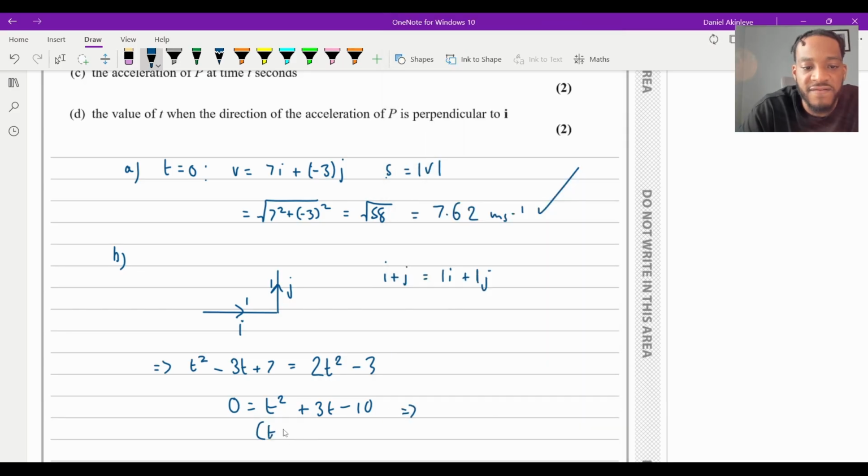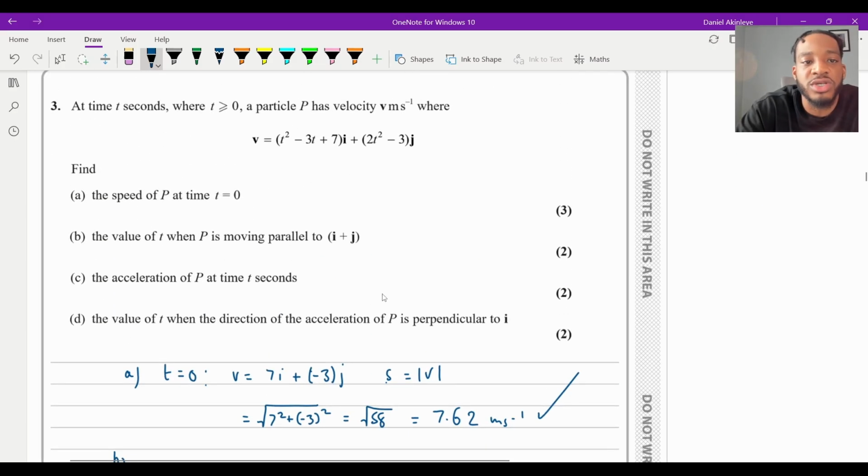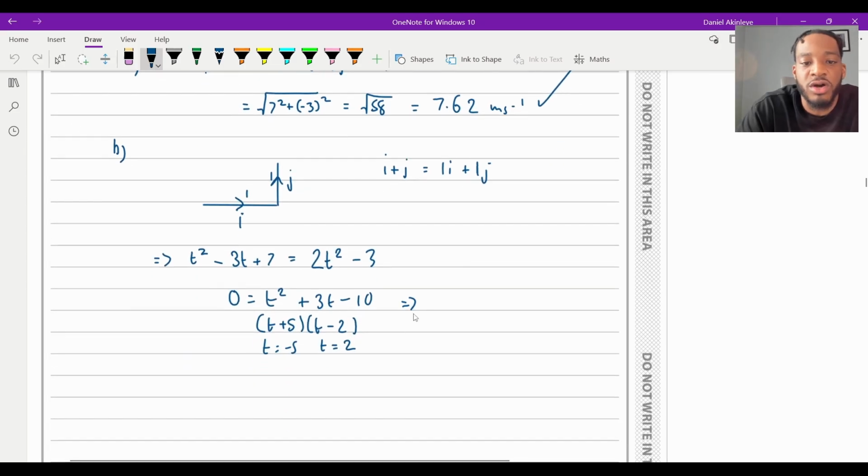It'd be t plus 5 and t minus 2, wouldn't it? Yeah, that would work. So that would mean we get t is equal to negative 5, or t is equal to 2. And remember, t is greater than or equal to 0, so we can't choose negative 5. So the answer is just going to be t is equal to 2. And that would be that for part B.